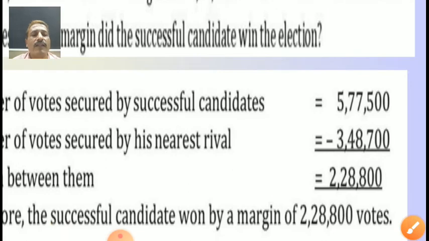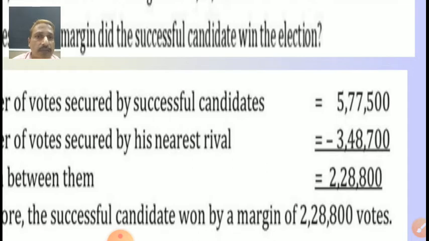Yes, our answer is right. 2,28,800 is the correct answer. Who got more votes? The successful candidate got more votes. Understood? Make your sentence. Once again I remind you.